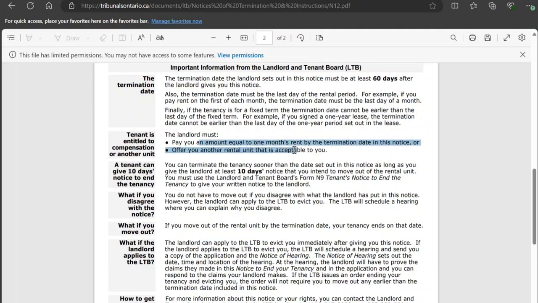As you see, you have to pay, as a landlord, 1 month's rent by the termination date. And a tenant can give 10 days notice to end the tenancy. You can read this.